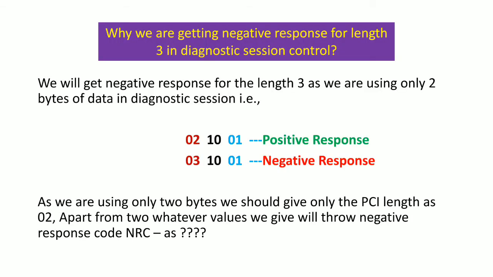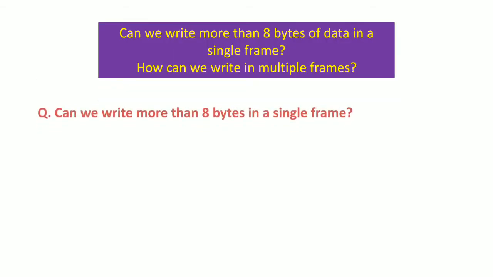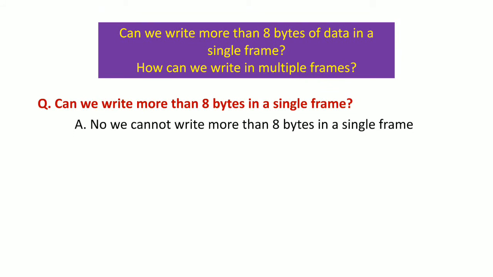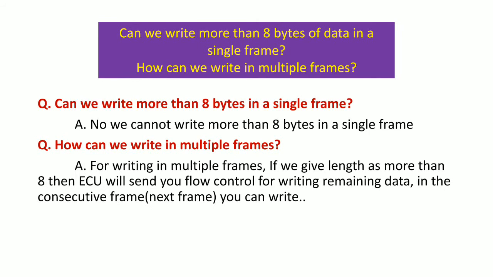The final question is, can we write more than 8 bytes of data in a single frame? This one I also got. No, we cannot write more than 8 bytes in a single frame. Then how can we write in multiple frames? For writing multiple frames, if we give a length of more than 8, then the ECU will send you flow control.